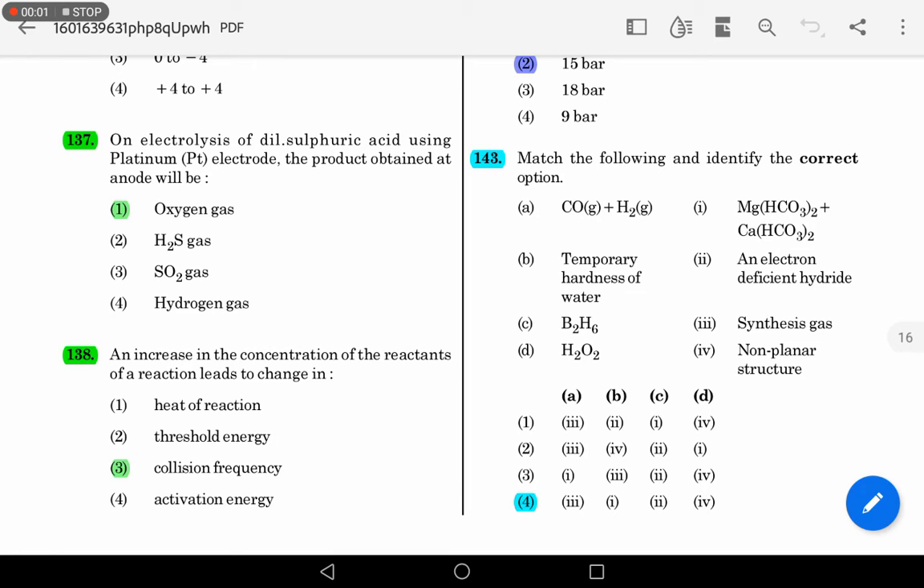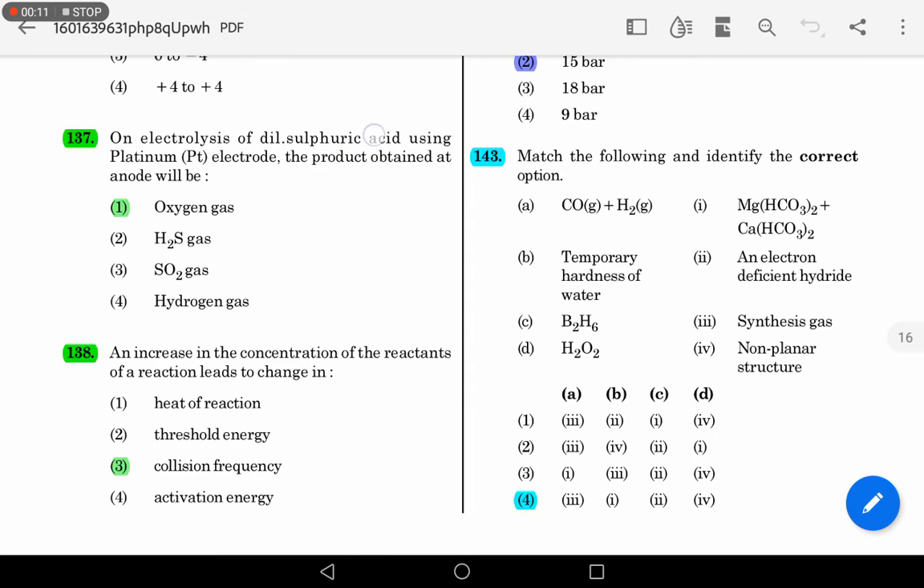Friends, in this video we are going to discuss NEET questions that are asked from NCERT Class 12 Chemistry Part 1 on electrolysis of dilute sulfuric acid using platinum electrode.